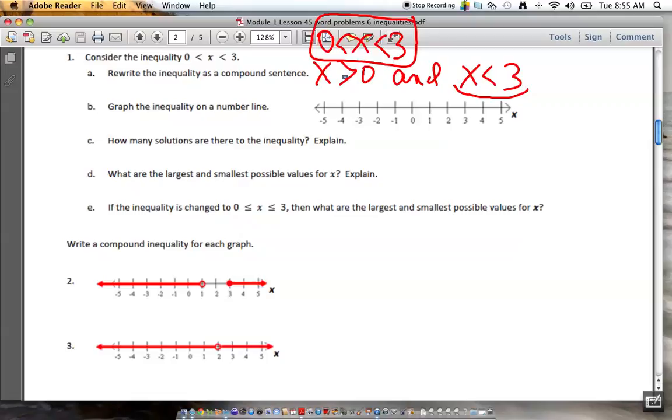Okay, graph the inequality on a number line. Well, I have 0, I have 3. They're both open circles because there's no "or equal to" underneath.